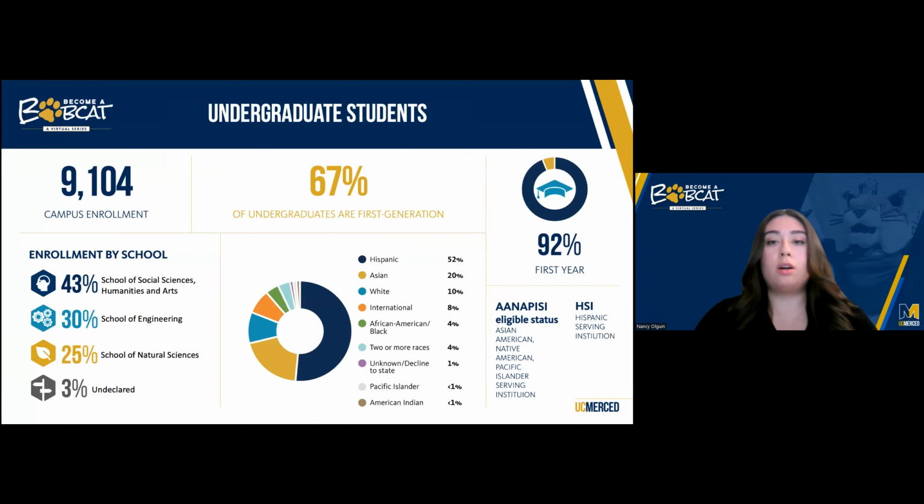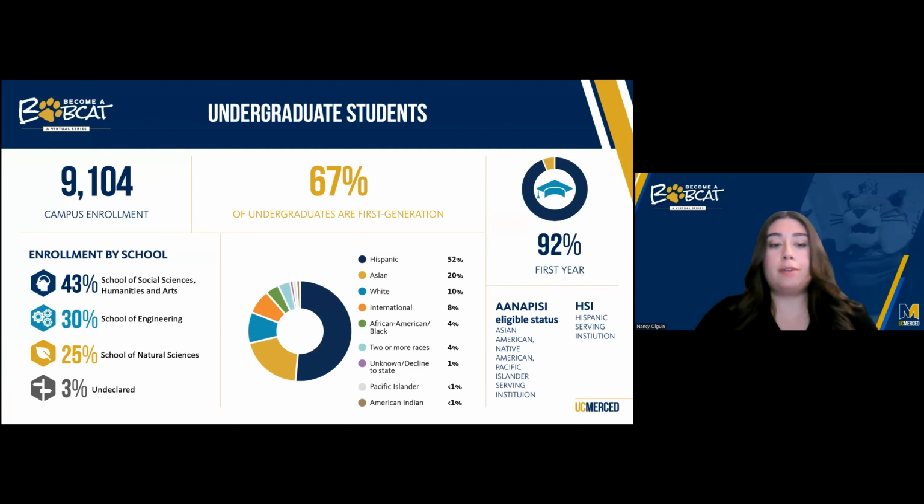So these are our undergraduate students. Like I mentioned, we have a little over 9,000 students in total enrolled. 67% of those students are first generation. Out of those 9,000 students, 43% are in our School of Social Sciences, Humanities, and Arts, 30% in the School of Engineering, 25% in the School of Natural Sciences, and 3% are undeclared.